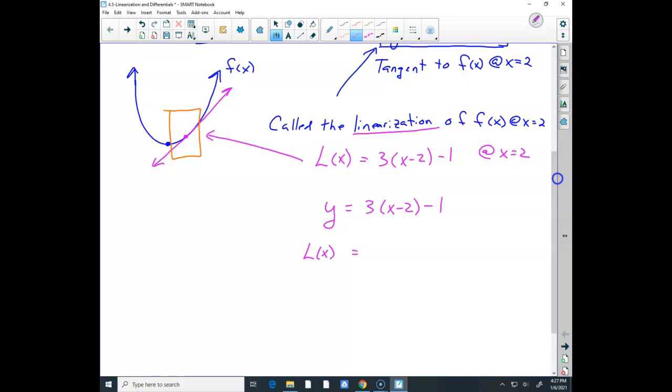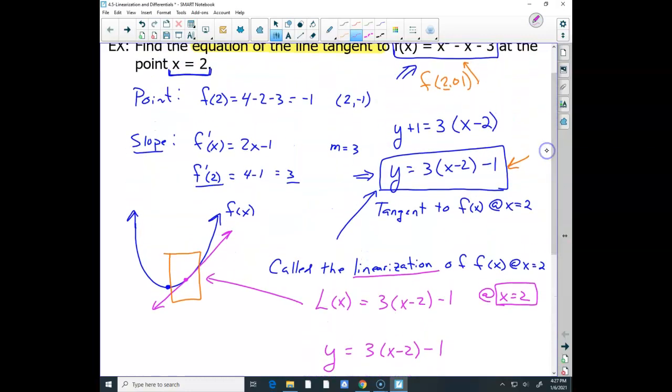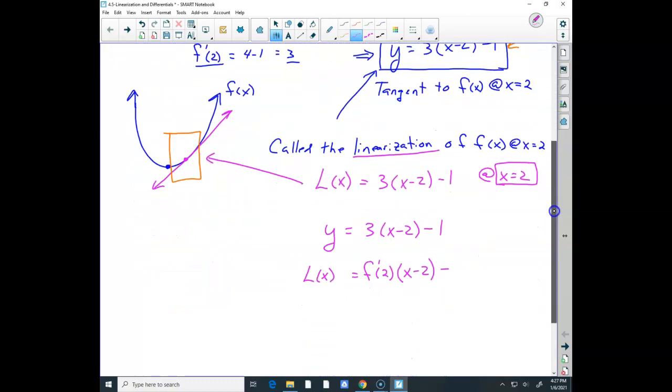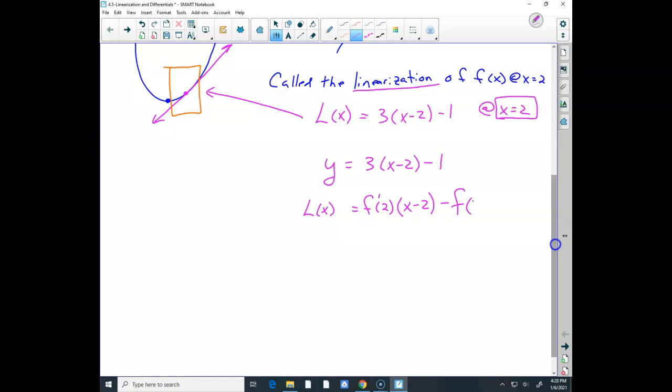Well, what is it? Where did that 3 come from? Well, that 3 is really f prime of 2, isn't it? It's the derivative at my special point, x equals 2. And that's x minus 2, at the point 2. And where did that negative 1 come from? Well, that came all the way up here. That negative 1 is the same as f of 2, so that's minus f of 2.